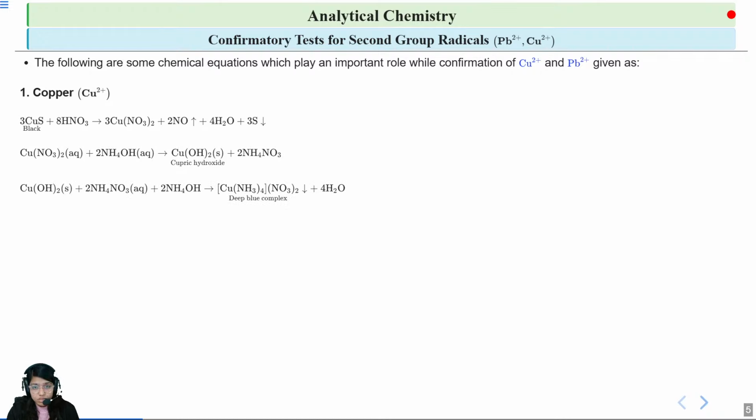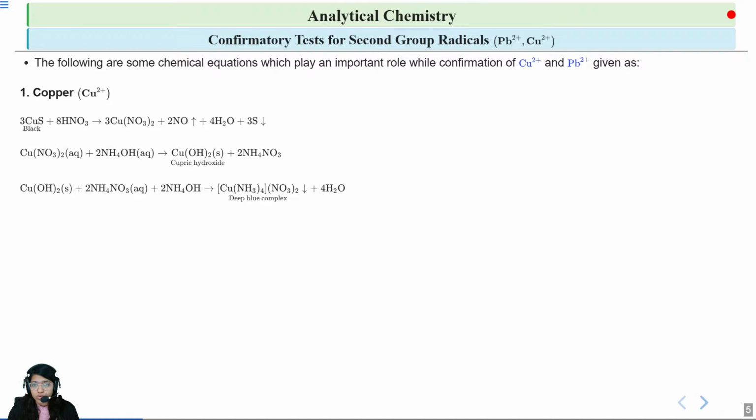When copper 2 hydroxide reacts with ammonium nitrate, NH4NO3, and ammonium hydroxide, NH4OH, it forms a deep blue complex of tetraamine copper 2 nitrate along with water. So when copper hydroxide, Cu(OH)2, reacts with ammonium nitrate and ammonium hydroxide, what is formed? It forms the deep blue complex of tetraamine copper 2 nitrate. Its chemical formula is [Cu(NH3)4](NO3)2, and water is also formed as a byproduct.